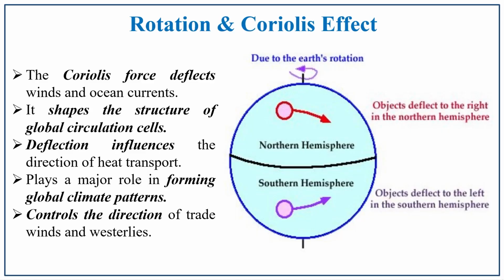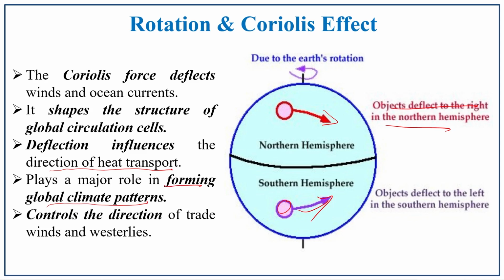Rotation and Coriolis effect. We know that the Coriolis effect deflects to the right in the northern hemisphere and to the left in the southern hemisphere, which is one of the most important forces driving most of the wind circulation. The deflection influences the direction of heat transport, so the direction of heat transport also differs. It plays a major role in forming the global climatic patterns.